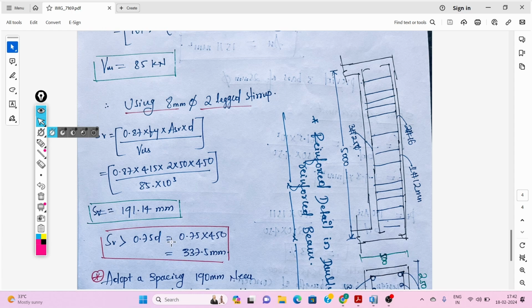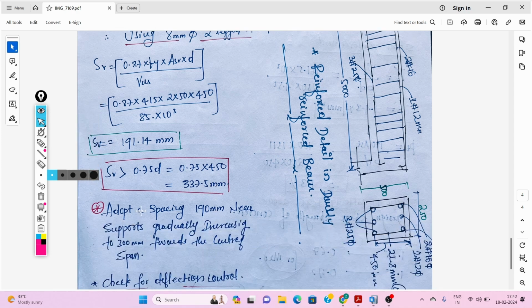Okay. So we will get spacing 191.14 mm center to center. Okay. So SV is greater than 0.75 D, that is 337.5 mm. Okay. Here adopt a spacing 190 mm. Here you can use this value SV. Adopt a spacing 190 mm near the supports, because we have maximum shear force at the supports.